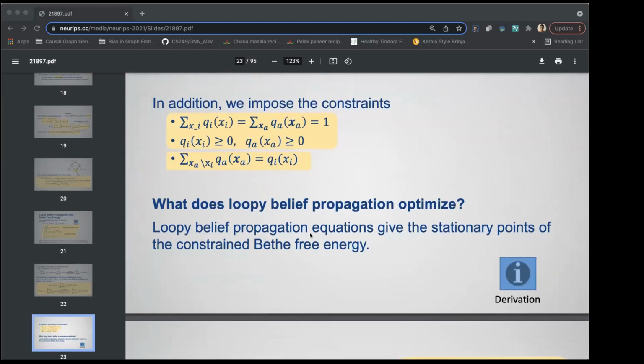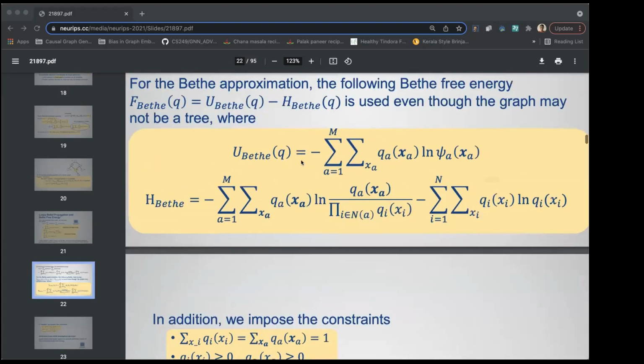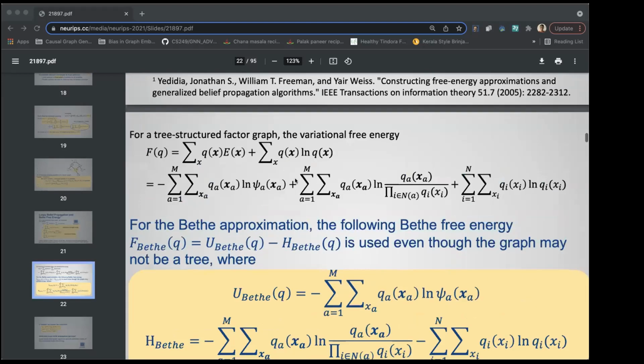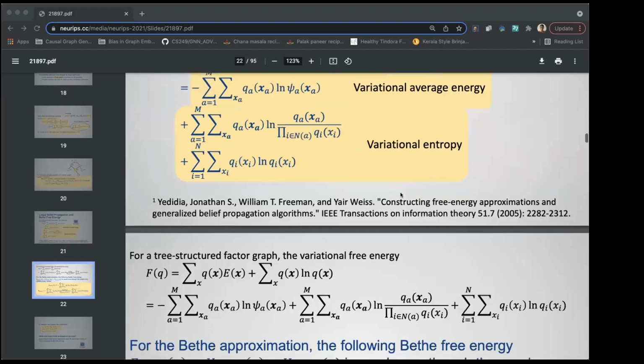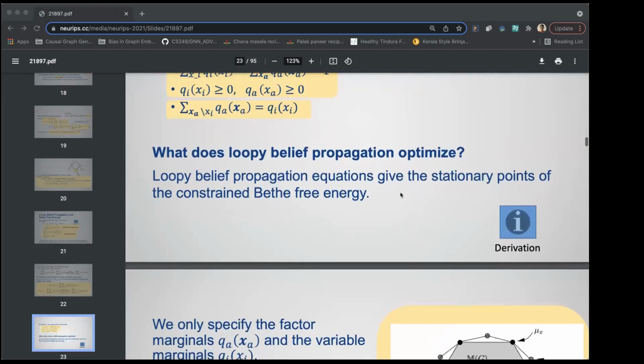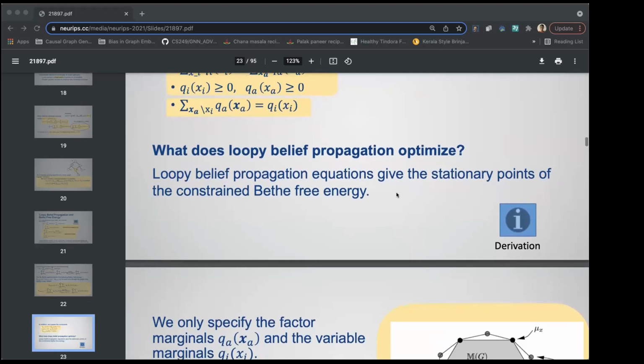And there's a result that showed that loopy belief propagation gives the stationary points of the constrained Bethe free energy. So if we have these constraints, this Bethe free energy is expressed, like it was for the tree structured factor graph, as the sum of variational average energy and variational entropy, then we get the stationary points through loopy belief propagation of the constrained Bethe free energy.